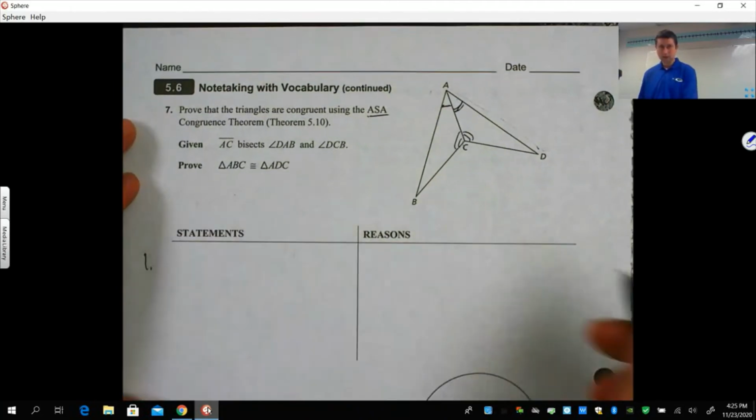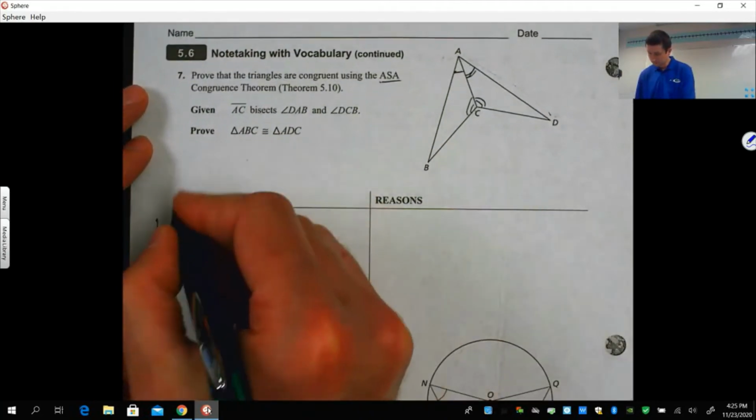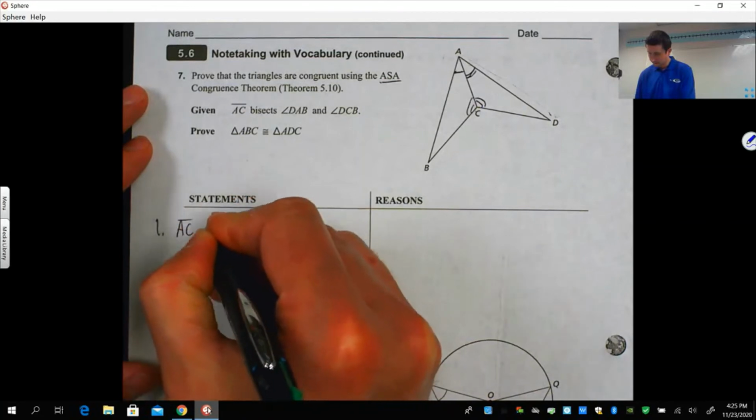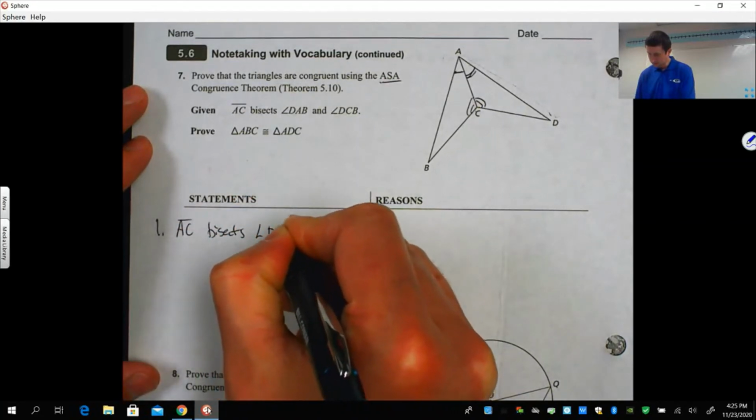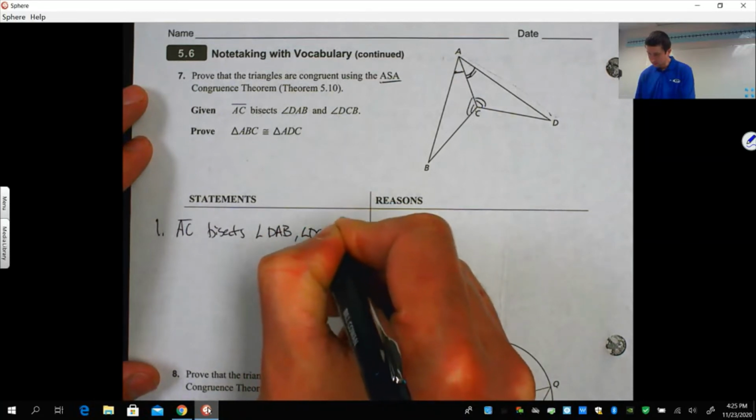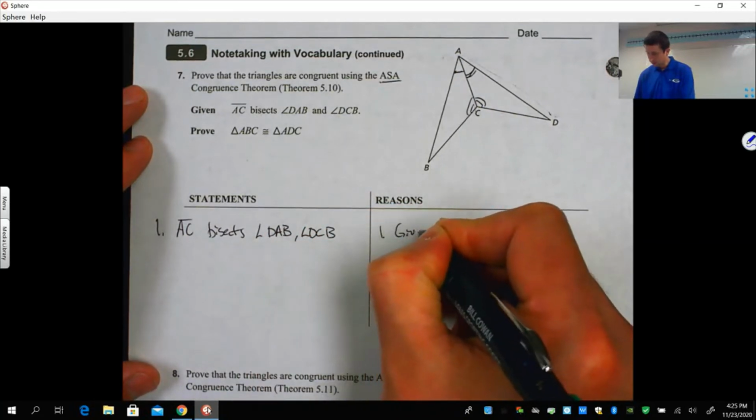So statement number one should always be our given. AC bisects angle DAB, angle DCB. Again, that could be split up into two statements.